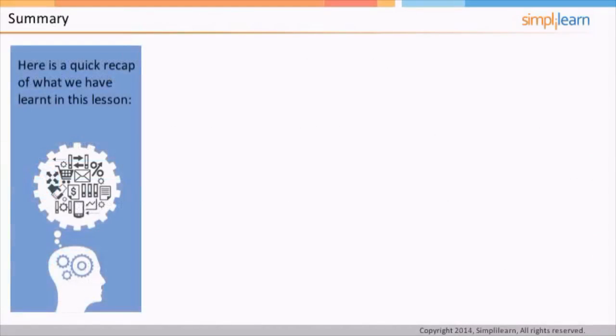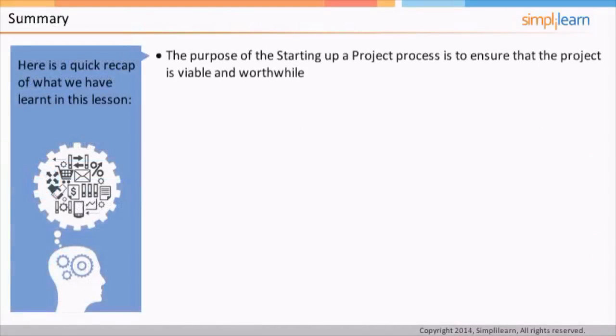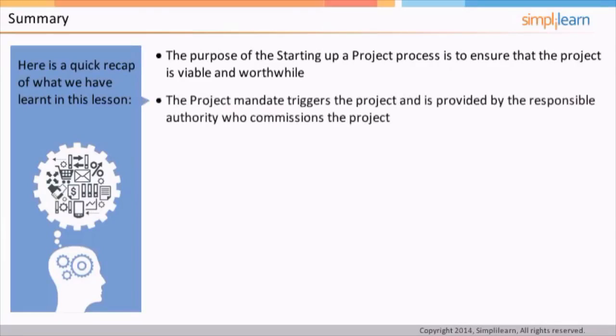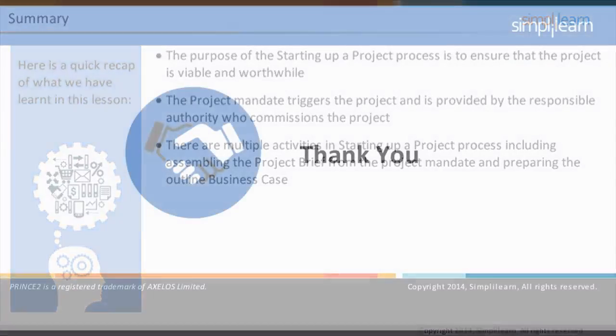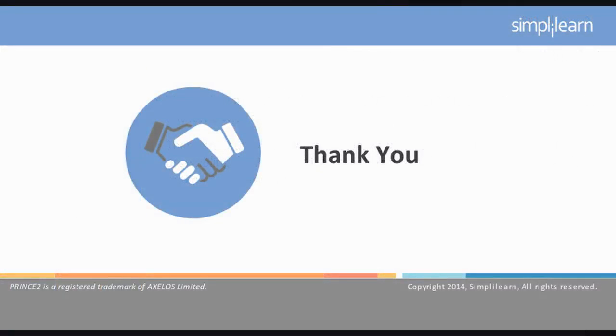Here is a quick recap of what we have learned in this lesson. The purpose of the starting up a project process is to ensure that the project is viable and worthwhile. The project mandate triggers the project and is provided by the responsible authority who commissions the project. There are multiple activities in starting up a project process, including assembling the project brief from the project mandate and preparing the outline business case. In the next lesson, we will discuss the next process, which is directing a project.